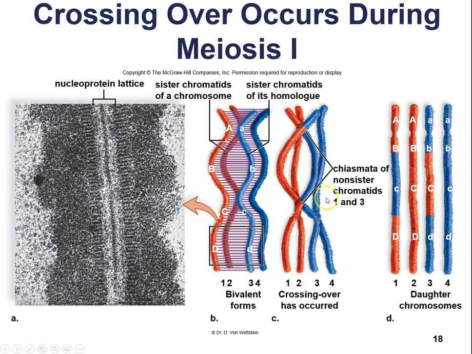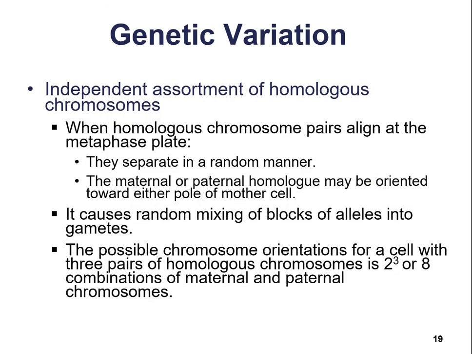Now what do you notice happens? You have this crossing over that occurs, and if you look at these daughter chromosomes, they're mixed up. This isn't all paternal, it's got some maternal in there as well. So this lends lots of genetic variation. The other thing that we mentioned was independent assortment. This has to do with where they go, what daughter cells get what chromosomes.